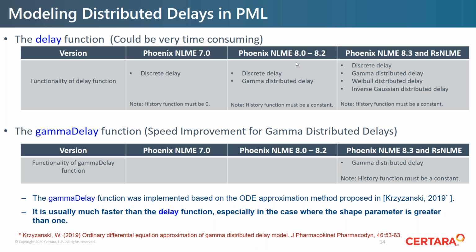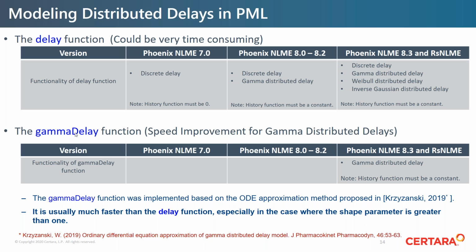In Phoenix 8.0, this function was extended to include gamma distributed delay. And the history function can be any constant. In Phoenix 8.3, this function was further extended to include Weibull distributed delay and inverse Gaussian distributed delay. And the other way to implement distributed delay is through the gammaDelay function. And this function was first introduced in Phoenix 8.3, and it was exclusively used for gamma distributed delay. And the history function must be a constant.